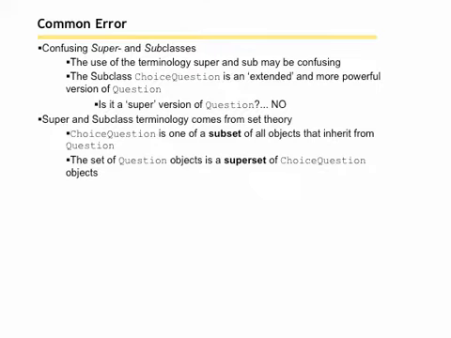Super and subclass terminology comes from set theory. If you know anything at all about set theory, and think back to maybe learning about Venn diagrams and having this terminology pop up then, ChoiceQuestion is one of a subset of all objects that inherit from Question. So Question is the superset. If you think of a set of students at Xavier, freshmen at Xavier would be a subset of all students at Xavier.